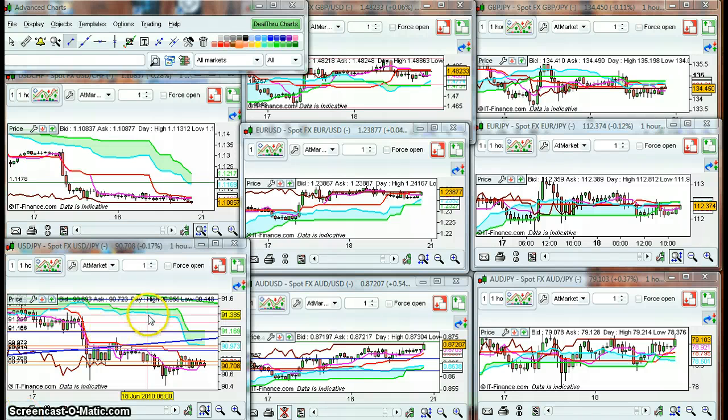We're now having a look at the 8 main pairs on 1 hour charts. They're all using Ichimoku, and I've lined up the 17th at the same point on each of the charts so that we can look for strengths and weaknesses. Now on the US Swiss, we see that there was a big drop.